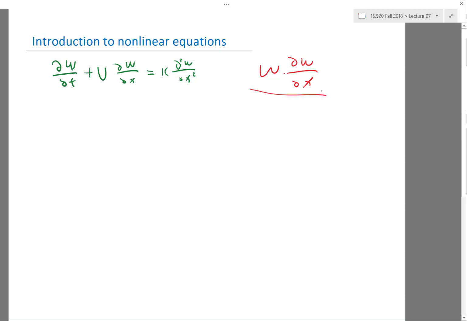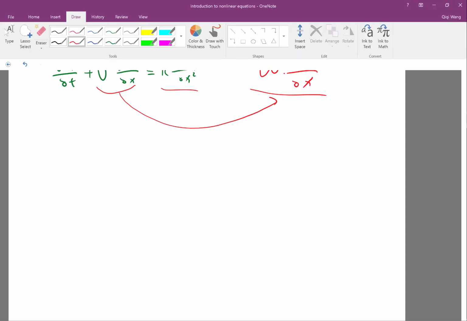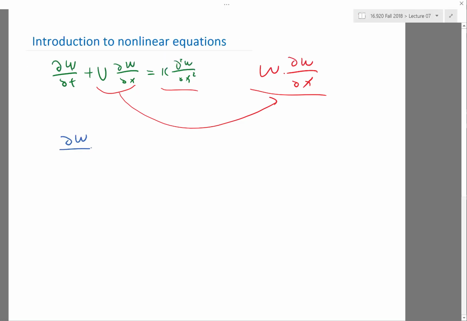If you have a term like that, yes, it'll be nonlinear. If we replace this term, instead of a fixed constant u multiplied by dw/dx, we multiply w, or actually anything that depends on w, times dw/dx, my equation is going to be nonlinear. Let's ignore the second derivative dissipation term right now and just consider the equation dw/dt plus u(w), where u is not a constant, times dw/dx, equal to 0. This is a nonlinear equation.